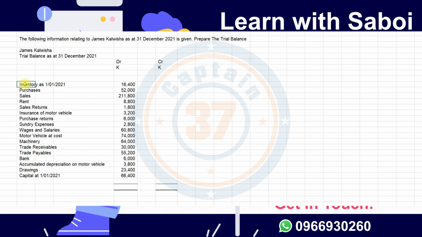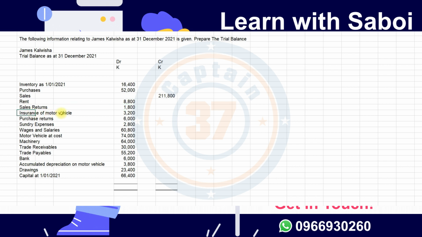Inventory as at 1st January 2021. Inventory. What is inventory? Inventory is stock. Inventory is a debit, so it's correctly placed here. Purchases, we have bought goods into the company, into the business. So this is correctly placed as a debit. Sales are credits. So I'll move this here. Sales are credits. Rent is a debit.